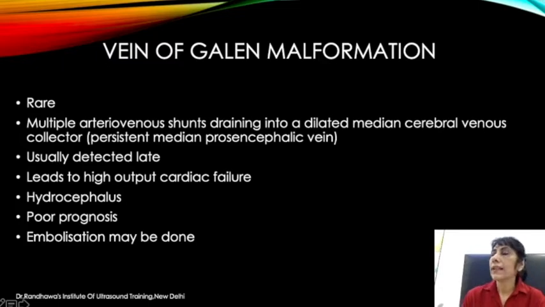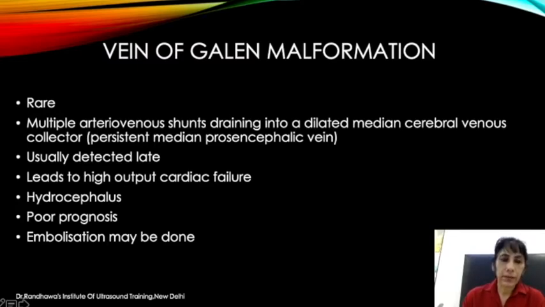In other words, there is persistence of the embryonic stage of the vein of Galen, that is the median prosencephalic vein. Ideally, it should regress, but it does not regress, and as a result there is a connection between the neighboring cerebral arteries and this vein, and this leads to its dilatation and forms an aneurysm, right? So that is why we call it a vein of Galen aneurysm, but the actual pathology is the arteriovenous connections.